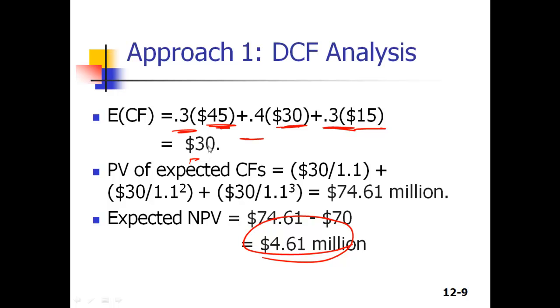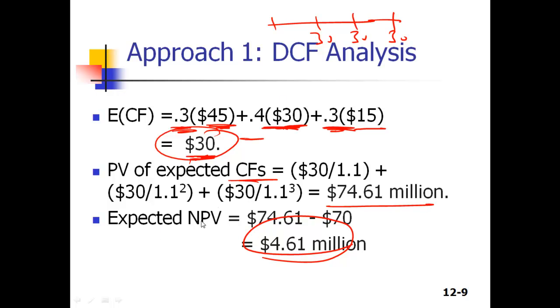So what's the expected cash flow every year? 30. Where? There is a 0.3 probability that your cash flow will be 45, a 0.4 probability that a cash flow is 30, 0.3 that cash flow is 15. So the expected cash flow at the end of year 1 is 30. And in our simplistic example, what is our expected cash flow for every year? It's 30, 30, 30.